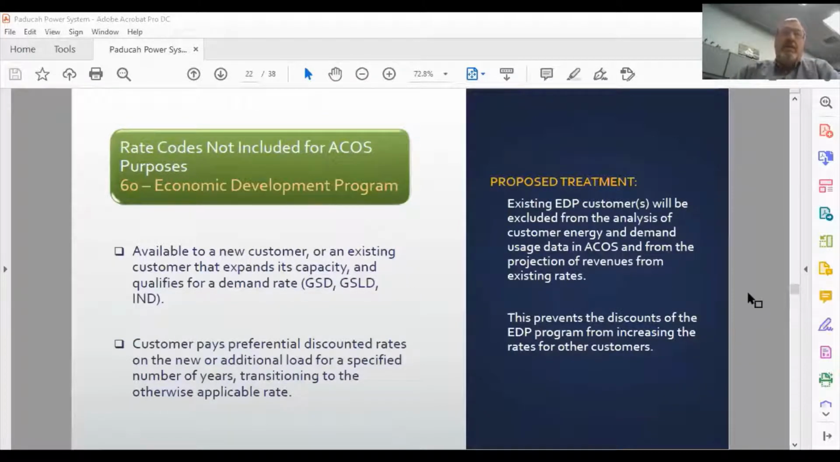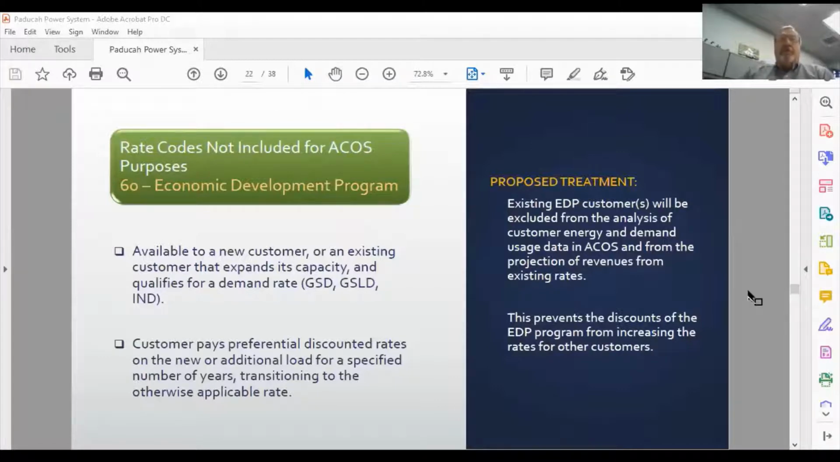Next one is the Economic Development Program, and for customers that are on that, we have a separate rate code. This is for a new customer or a customer that expands its capacity, and for that additional load, we give them a discounted rate for a limited number of years to help them get established, and it attracts this type of load to the system that wouldn't otherwise be here. But eventually they get transitioned into one of our normal rates, like general service demand or general service large demand or industrial.